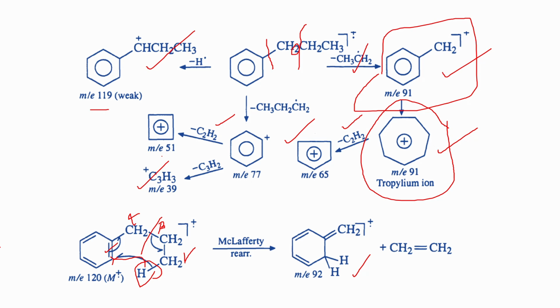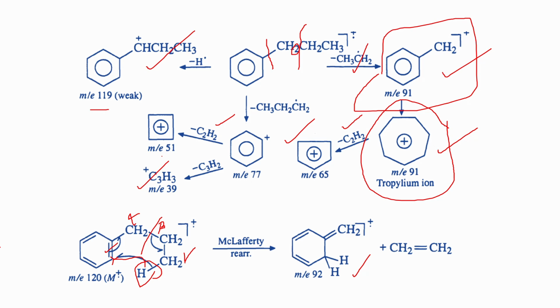One of the important probabilities is the McLafferty rearrangement. By McLafferty rearrangement, the hydrogen abstraction takes place from the gamma carbon atom, with the bond breaking at the beta carbon atom, or beta cleavage. By the elimination of an alkene, we get a prominent peak, the McLafferty rearrangement ion. In this case, that is propyl benzene, the McLafferty rearrangement ion gives a peak at m/z value 92.